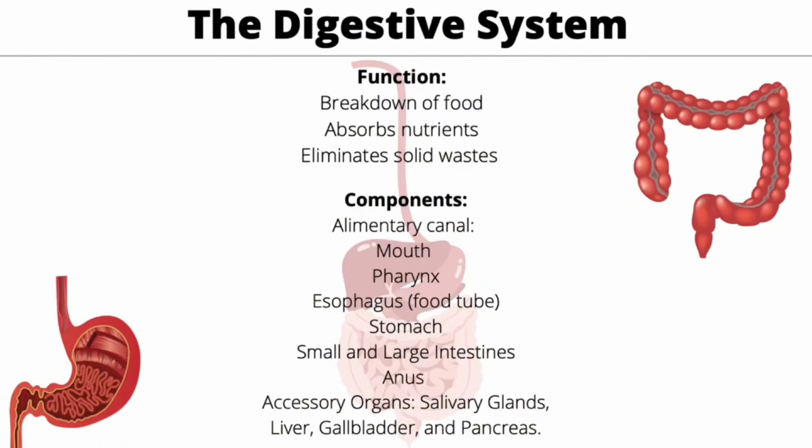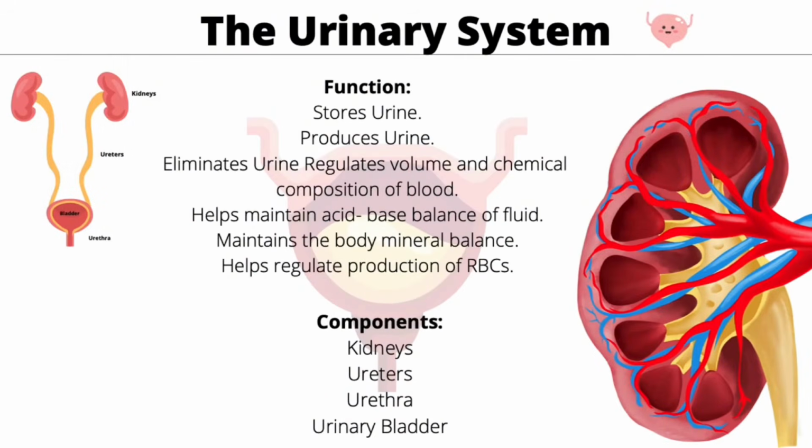The digestive system. Its main function is to break down food, absorb nutrition, and eliminate solid wastes. Now, components of the alimentary canal are the mouth, pharynx, the esophagus, the stomach, the small and large intestines, the anus, and accessory organs such as our salivary glands, liver, gallbladder, and the pancreas. Now, the small intestine is responsible for absorbing nutrients, and the large intestine is responsible for eliminating solid waste.